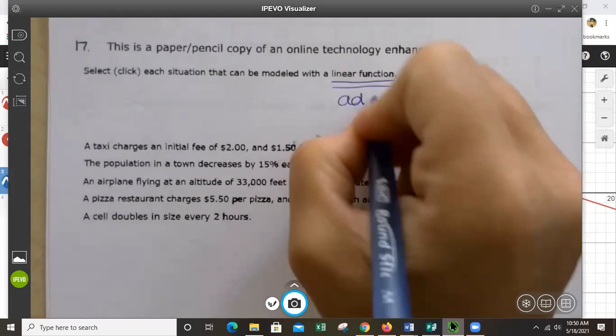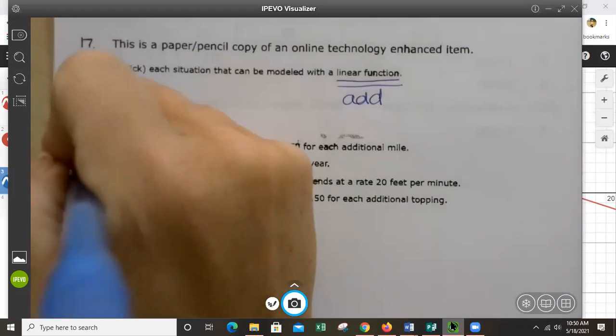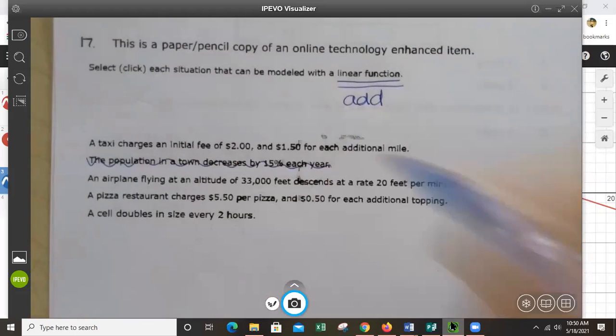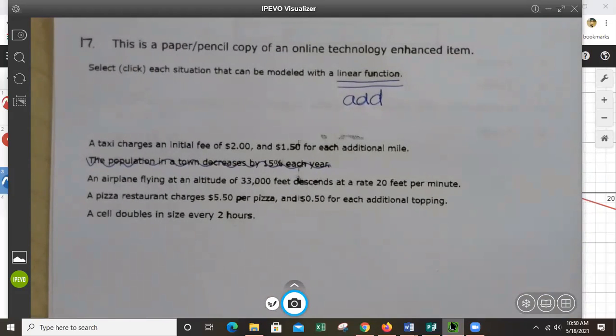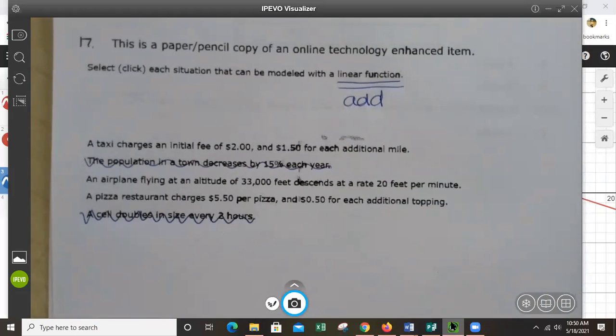Add. What is it not? Why? It has a percent, right? So it's not that one. What else? B? Doubles, you are correct, because doubles means multiply, and we don't want multiply. You are absolutely correct. Great job. It's okay. What do you think? Are all the rest adding? Yeah. They absolutely are. All the rest are adding.